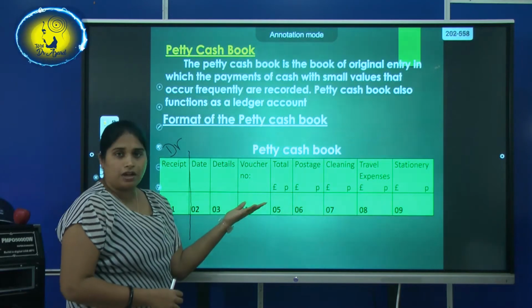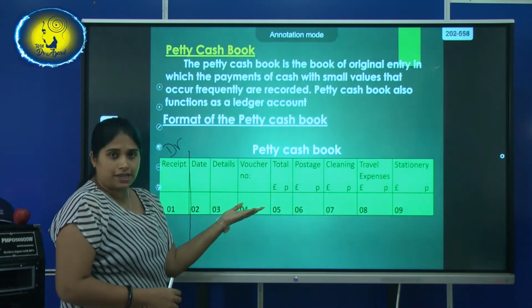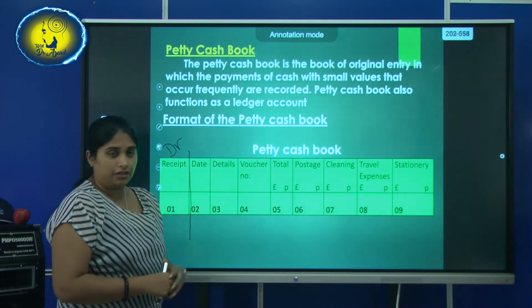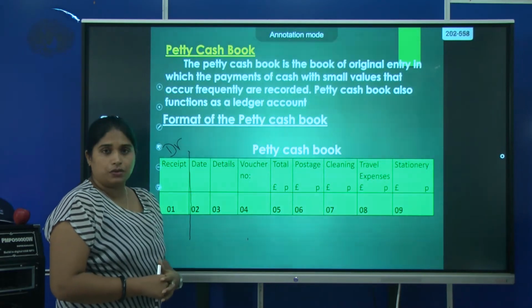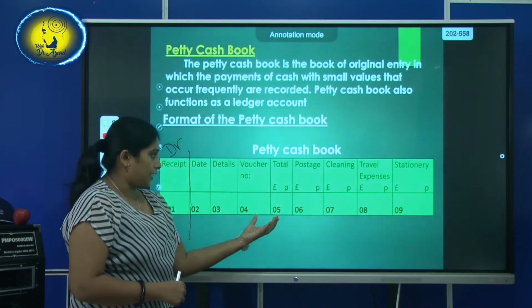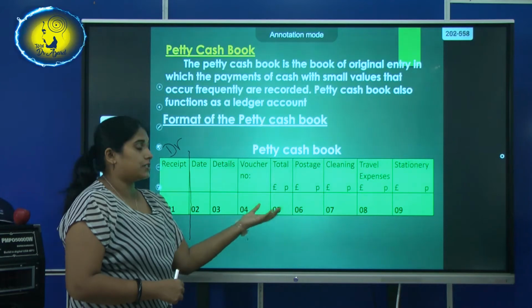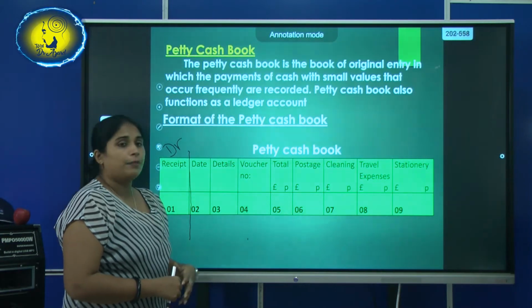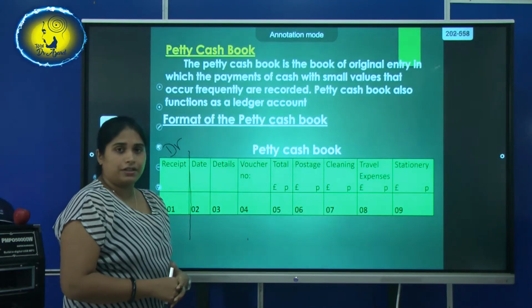Here we have voucher number. Whenever you do small transactions, you will issue a voucher. So that voucher number will be included in this column. Total, the amount of the transaction. For an example, assume you purchased an envelope for £20, then it will be recorded in here.